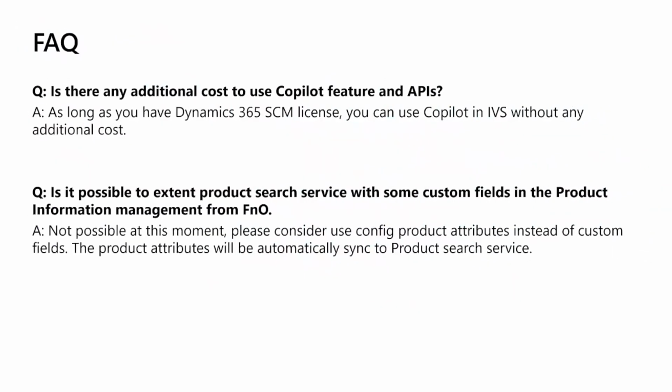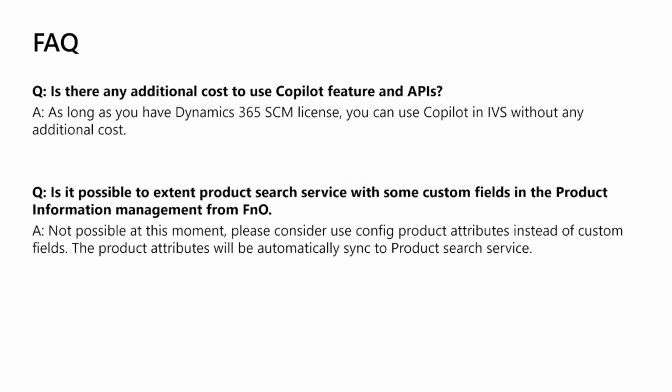Before we go into the Q&A session, I list some frequently asked questions from previous communication with customers. The first customer question: is there any additional cost to use the Copilot features and its APIs? The answer is, as long as you and your company already have a Dynamics 365 Supply Chain license, then you are eligible to use the Copilot in inventory visibility service and its APIs without any additional cost.